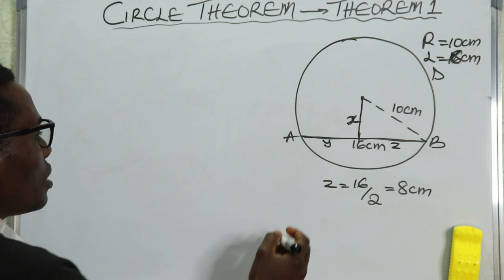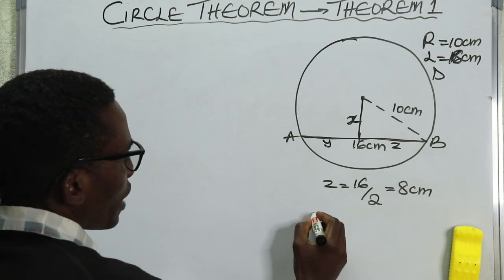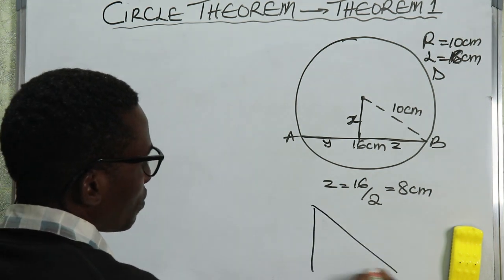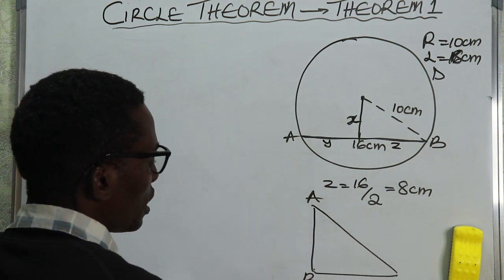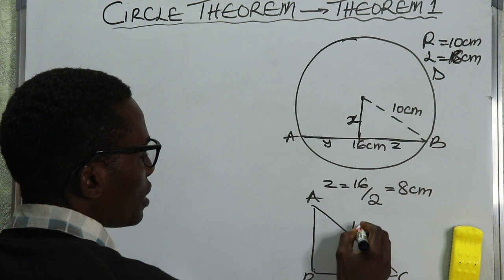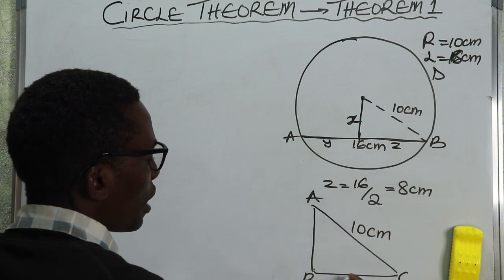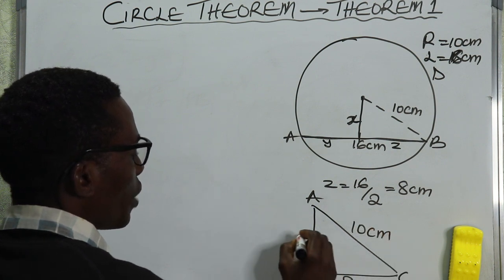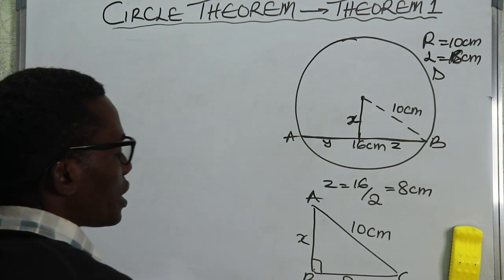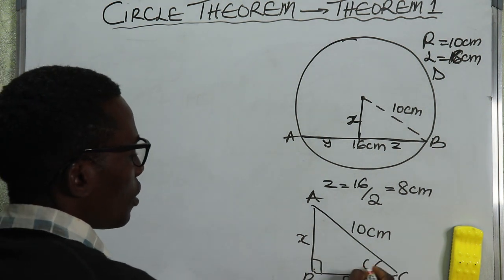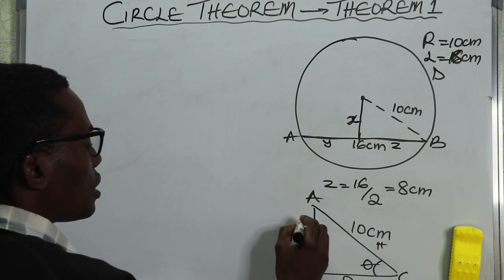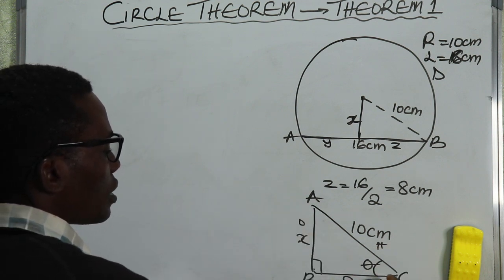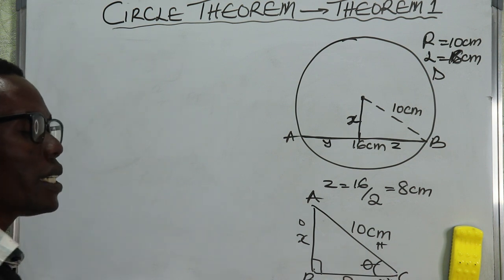Now, let's bring out this small diagram. We will now have this to be A. Let's take this to be B and this to be C. We have this as 10 centimeter. We now have this as 8 centimeter. We are looking for this, and this is a right angle. This remains our hypotenuse, and this is the opposite, and this is the adjacent.